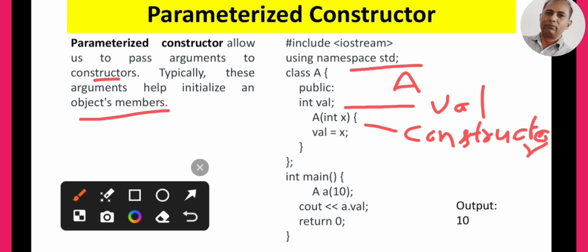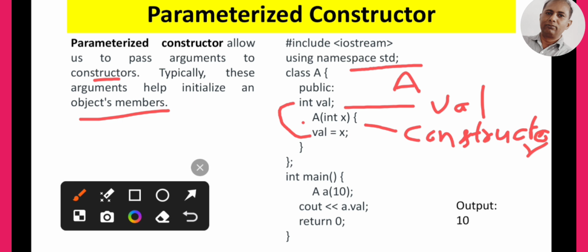We are making here the constructor. So how we are making it? We are writing the name of the class A, and inside that we are defining the parameters, that is int x. So like this we can initialize this data member, value val, and val will be equal to x.